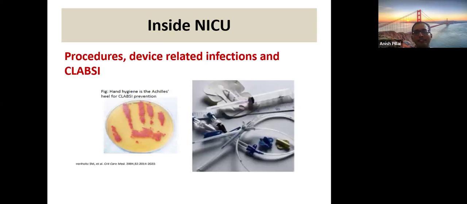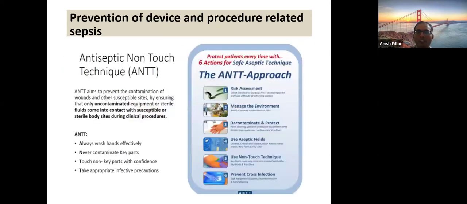And inside the NICU procedures, device-related infections, CLABSI means central line associated bloodstream infections. So they are common. So we need to be very careful. And aseptic non-touch technique is there, which means that always wash hands effectively. Never contaminate the key parts, like if there is a connection between the central line and the hub. So whenever you disconnect it, always use a sterile alcohol swab. Preferably don't disconnect it. Keep it like a closed line.